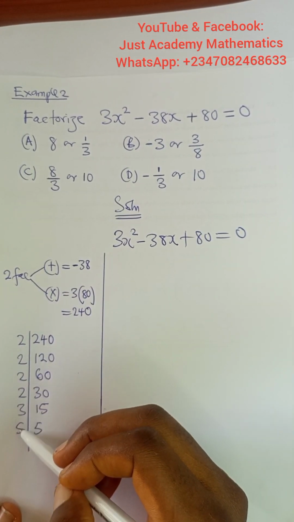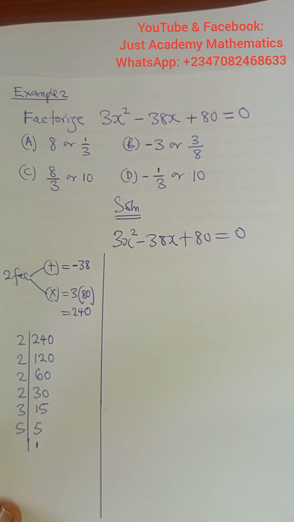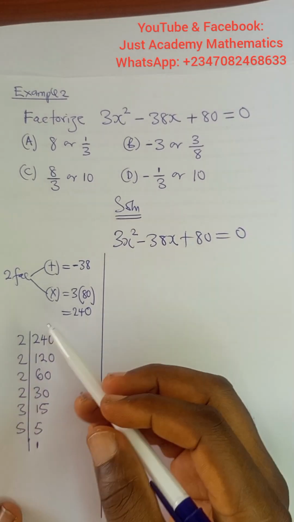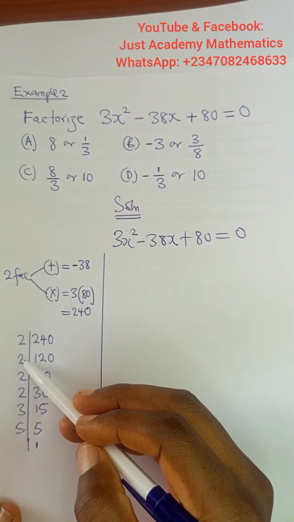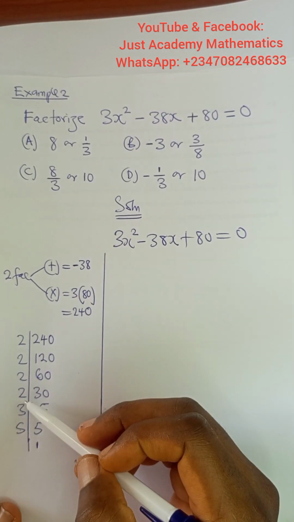What if 16? This time this is 15. Can 16 and 15 give us 38? 16 plus 15 cannot give us 38. There is no way we can add them to give us this 38.